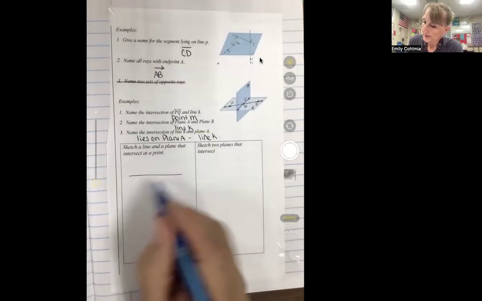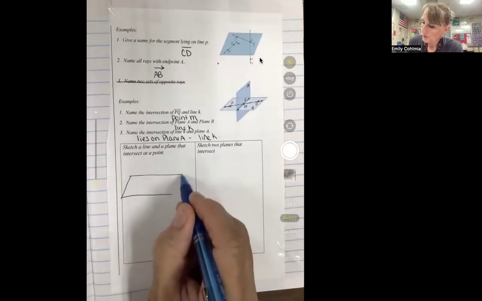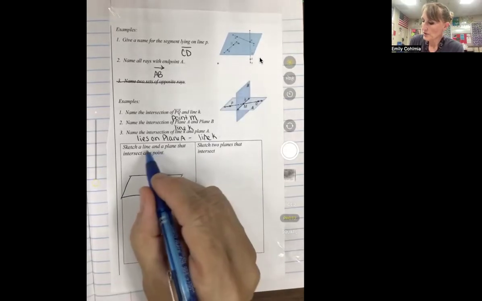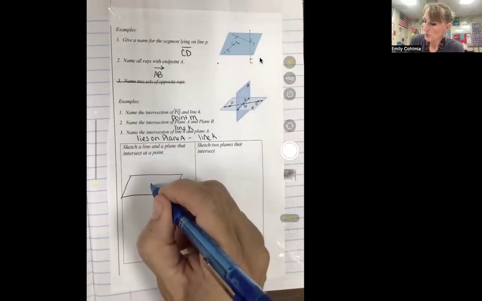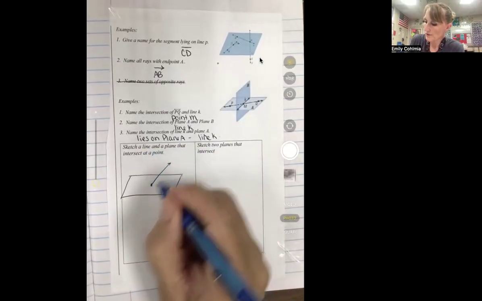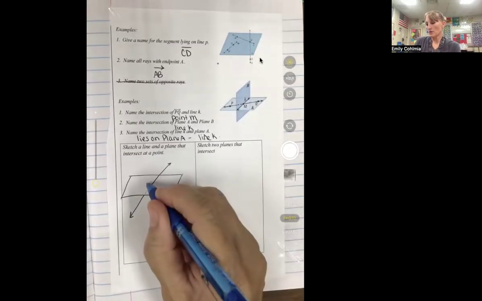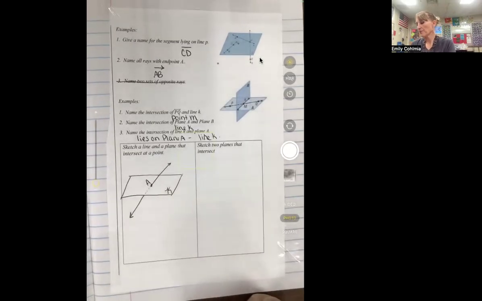So we're going to sketch a line and a plane that intersect at a point. We're going to start with our plane and give our plane a name. Let's call this one K today. We're going to make a line that goes off of this and goes back behind it. We can't see it. And it goes there. And then we're going to name that point A.